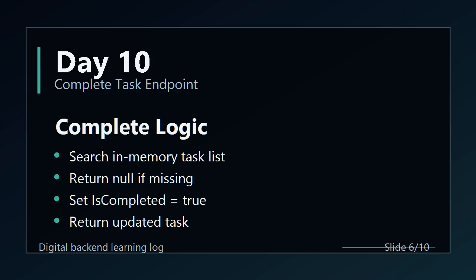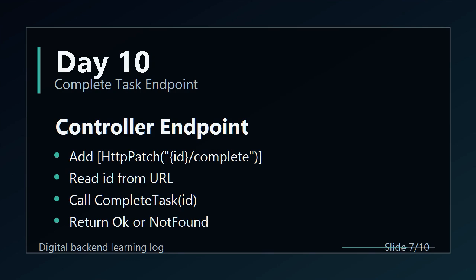Next, implement the complete logic. Search the in-memory task list, return null if the task is missing, set is completed to true, and return the updated task. The controller exposes HTTP patch with ID/complete. It reads the ID from the URL, calls complete task, then returns OK with the updated task or not found when the task does not exist.